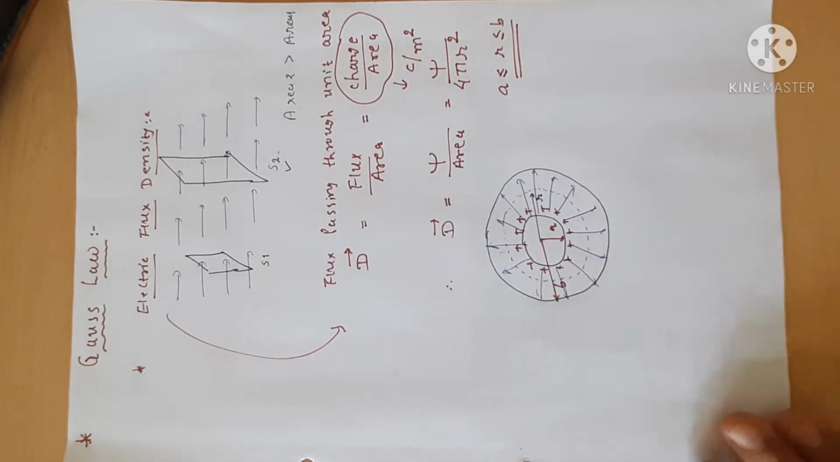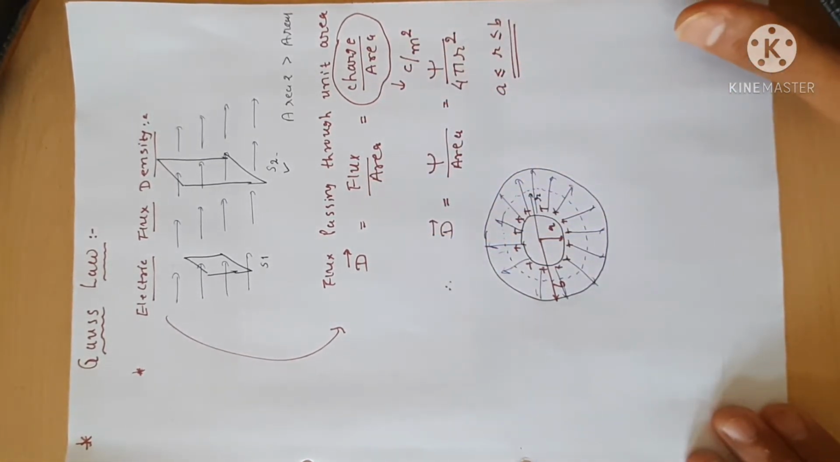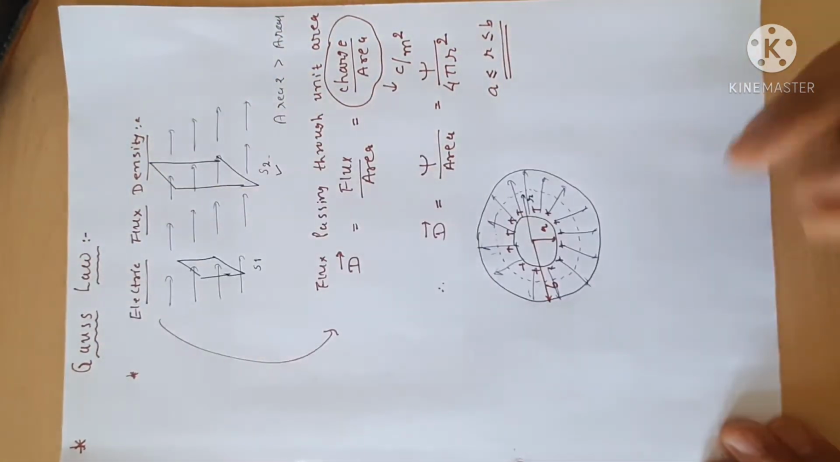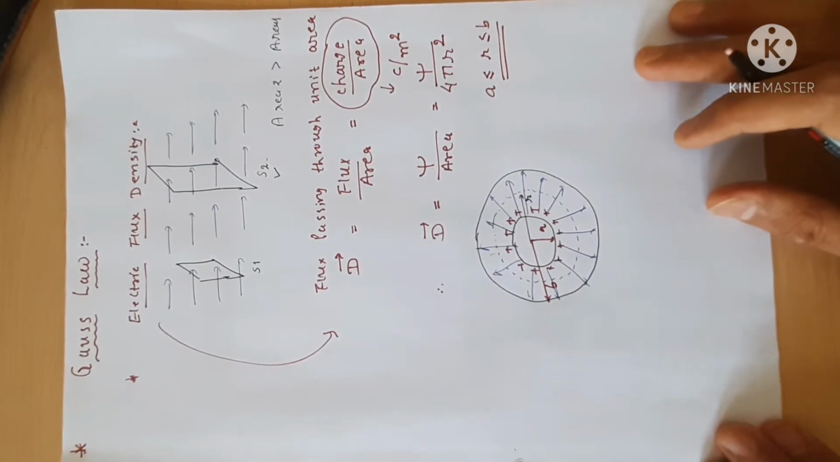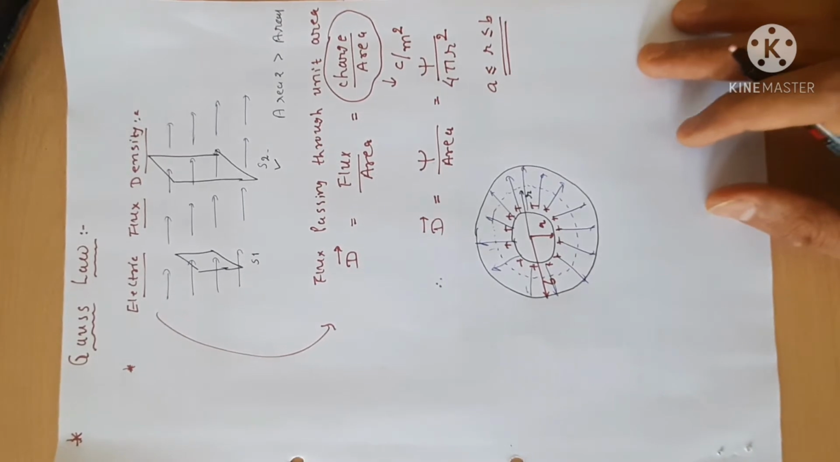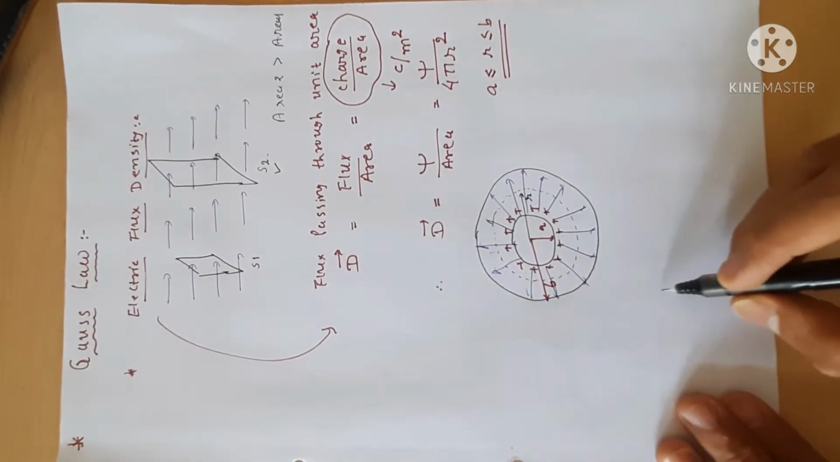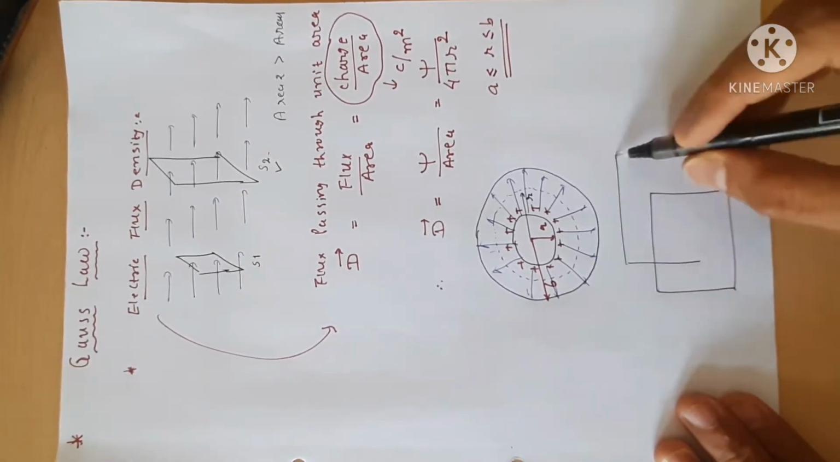Now the question is why we say that flux is equal to charge, because actually we have to discuss the Gauss law. Here the Gauss law says that the flux passing through any closed surface is equal to the total charge enclosed by that surface. To understand this concept, here we have to just take one square, one cube.